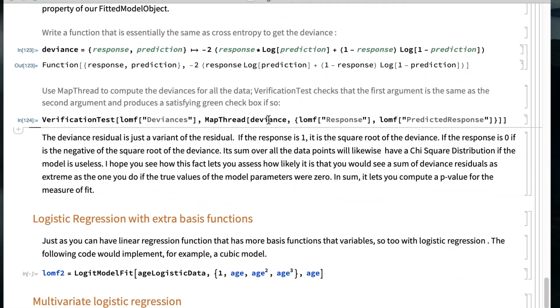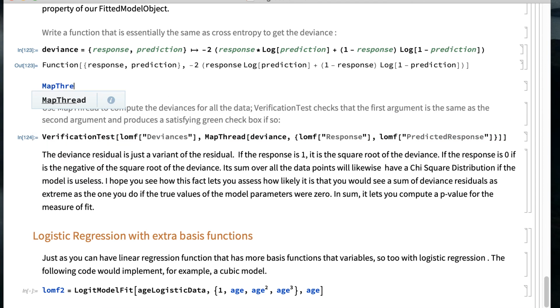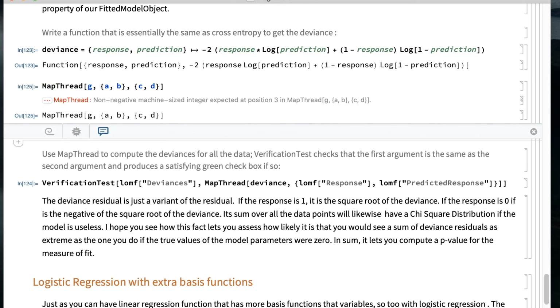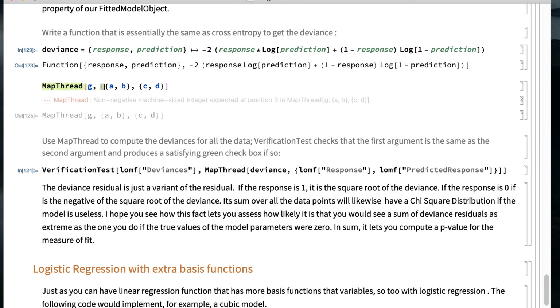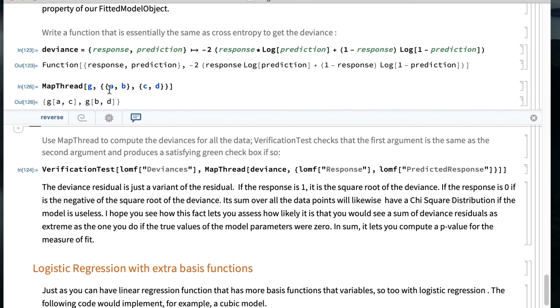To confirm that, I'm going to use something called MapThread, and we may have seen MapThread before, but here's the idea of MapThread. We have some function g, and we have values a and b, and c and d, none of which have been defined before, and we need to wrap those up in a list, which I forgot to do. Okay, and the idea is you take the first element from each of these lists, and then you stick a g in front of it.